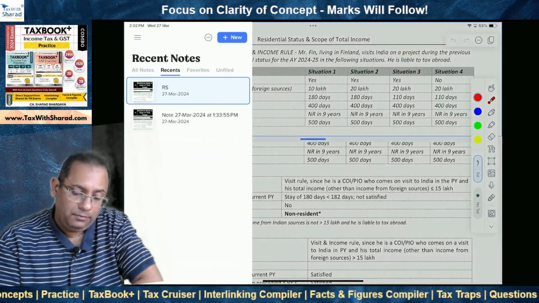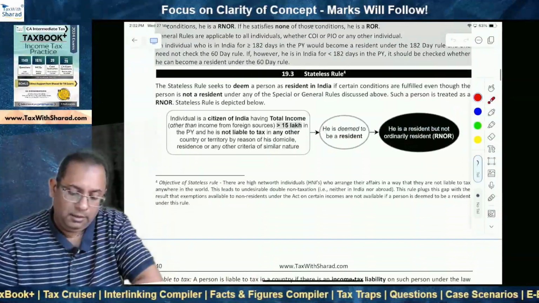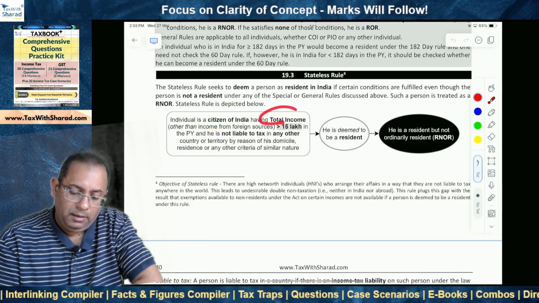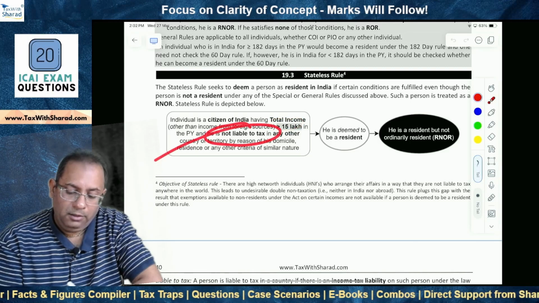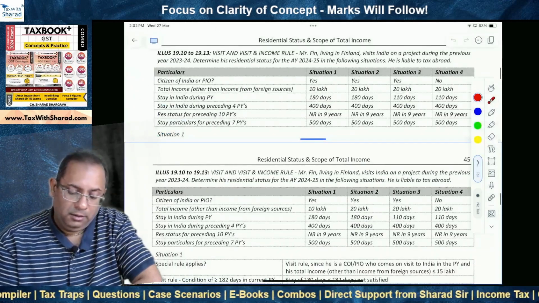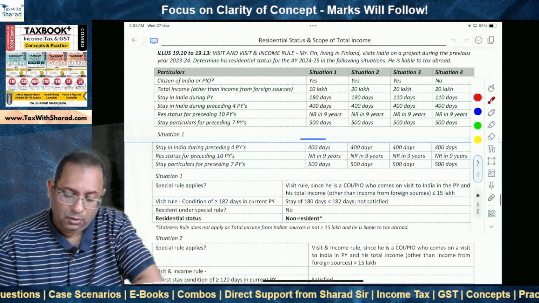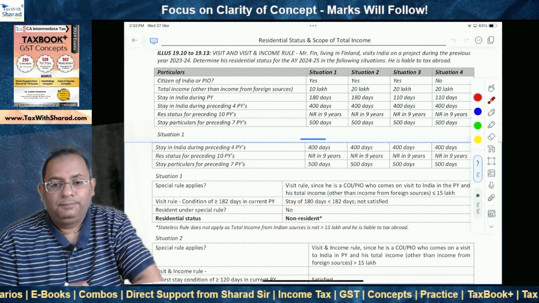So the stateless rule, we saw the stateless rule. He should be a citizen of India. Total income other than income from foreign sources should be more than 15 lakh, and he should not be liable to tax in any other country or territory. But since these conditions are not being satisfied in our case, so what happens? Mr. Finn becomes a non-resident.